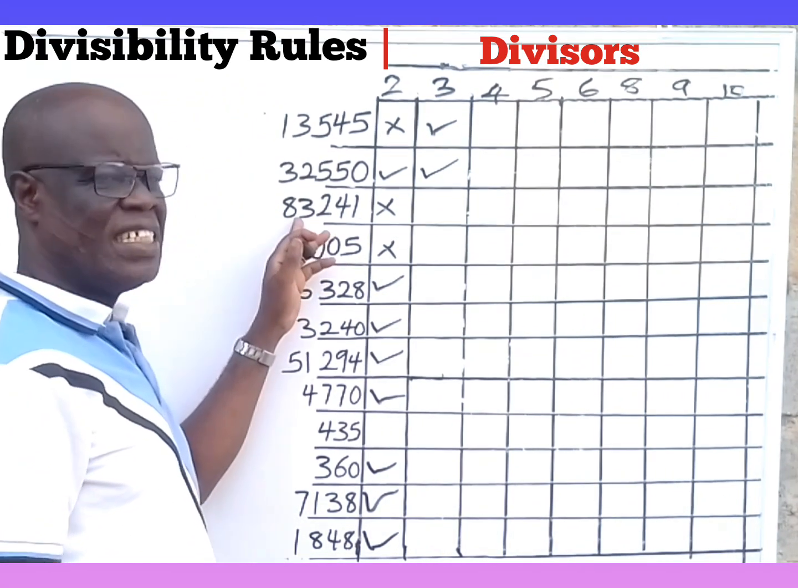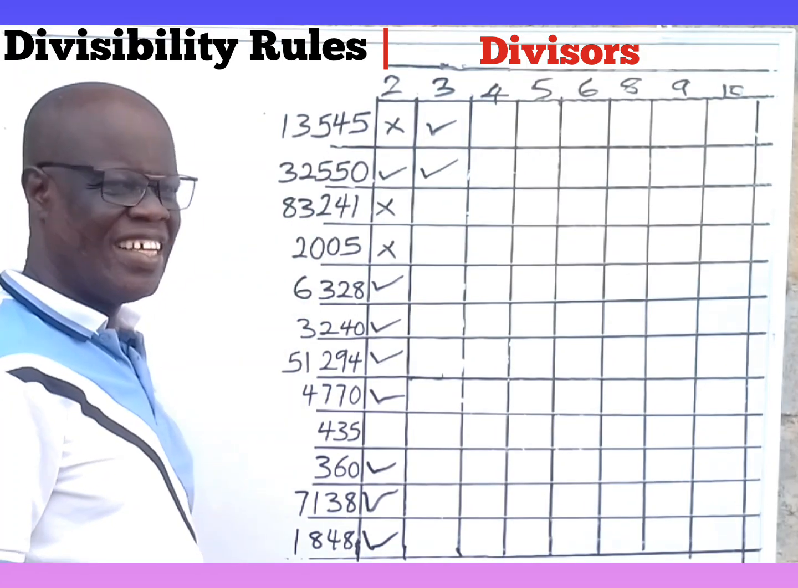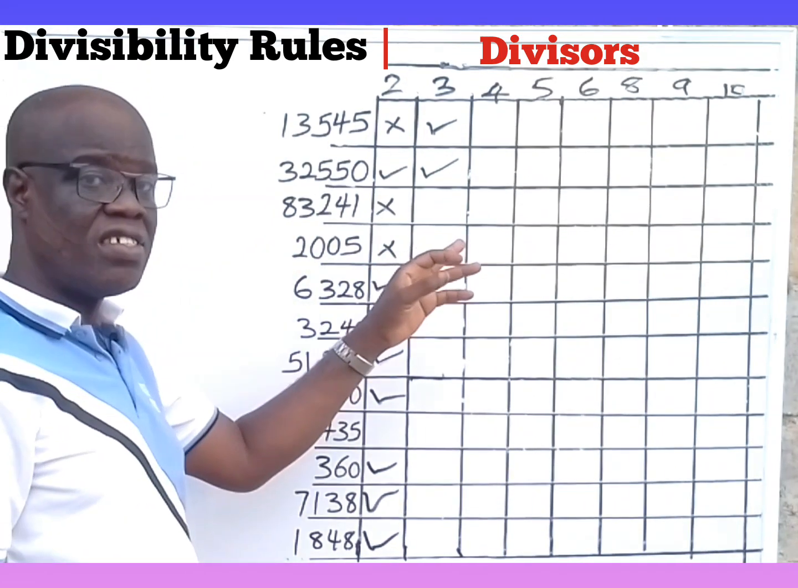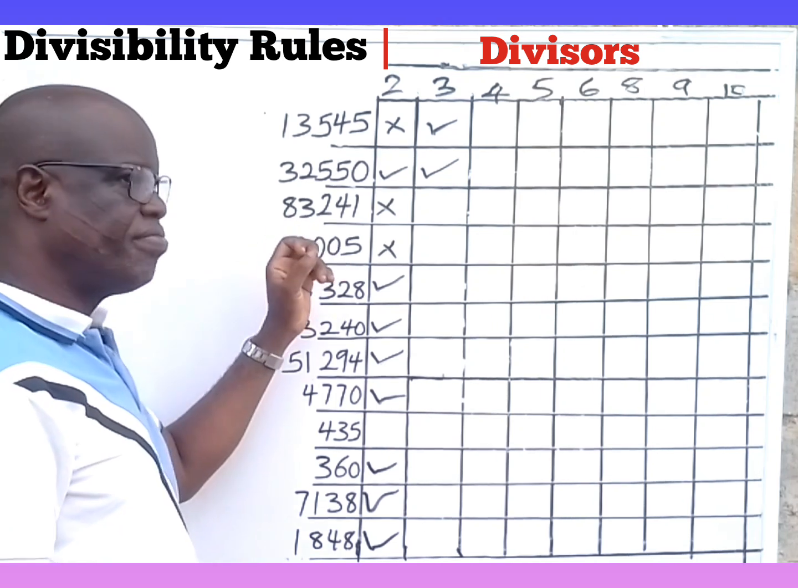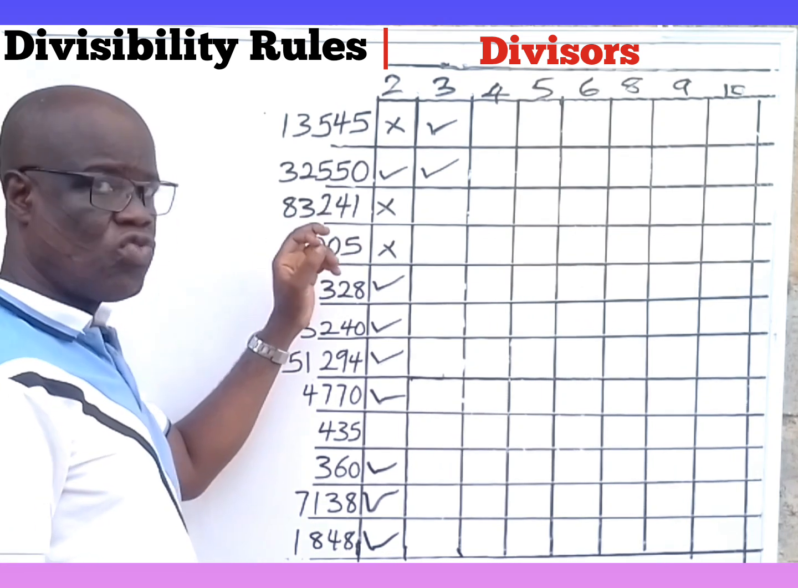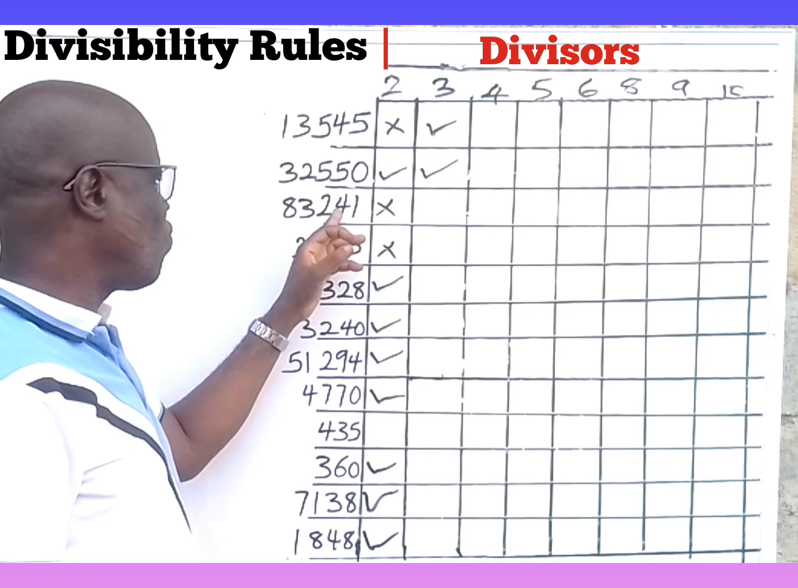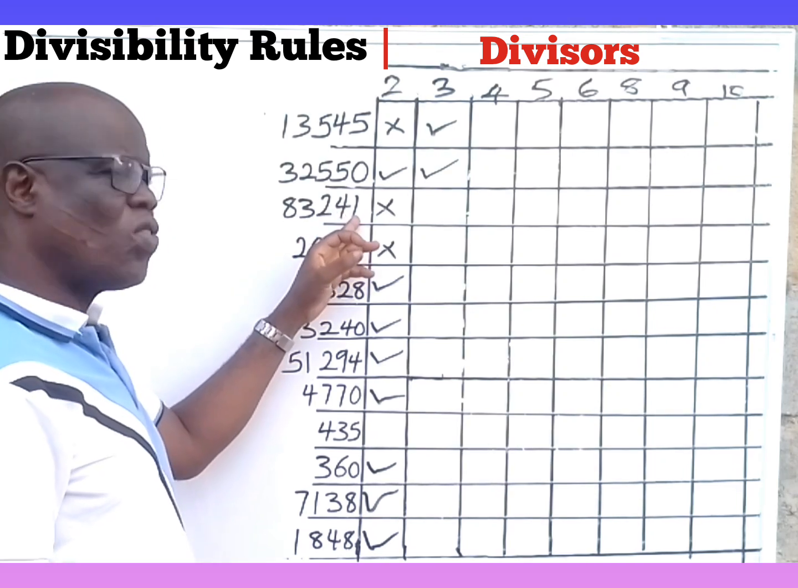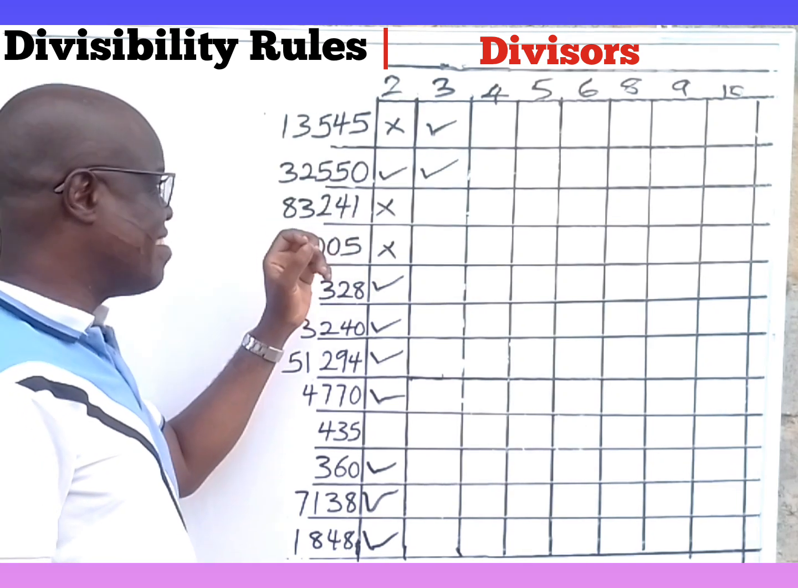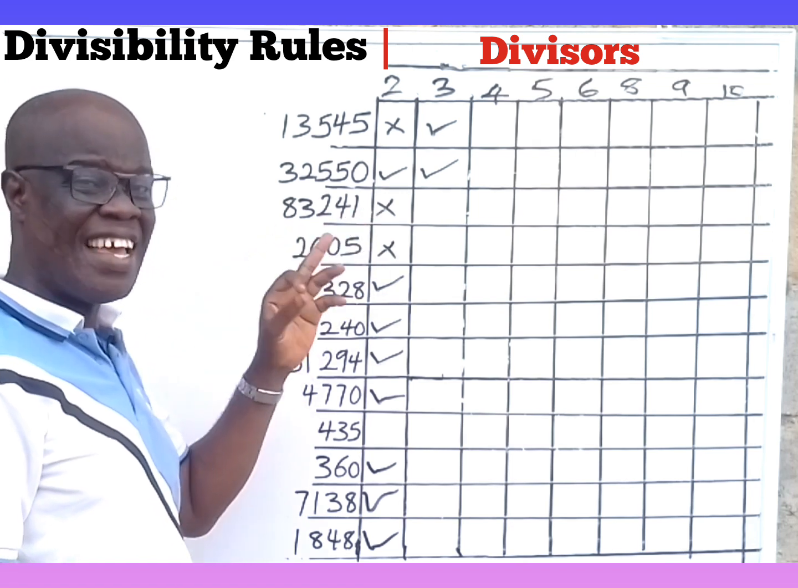Now, let's look at this one. Can this one be divided exactly by 3? Let's find out. We add all the digits and we divide by 3. 8 plus 3, that's 11. 11 plus 2, that's 13. 13 plus 4, that's 17. 17 plus 1, that's 18. So this number can be divided exactly by 3.